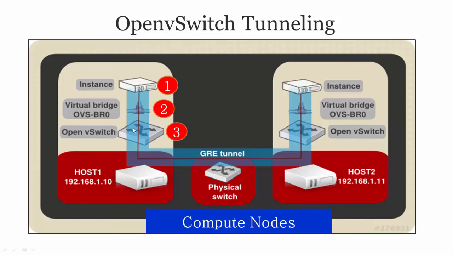This OpenvSwitch needs to create the tunneling service using GRE. Using this GRE tunneling, this instance can connect to the other instance in a different compute node. That instance also must have a virtual bridge and be connected to OpenvSwitch with a port. Then this instance can also connect to the instance located in a different host. So we can create this kind of tunneling using GRE.